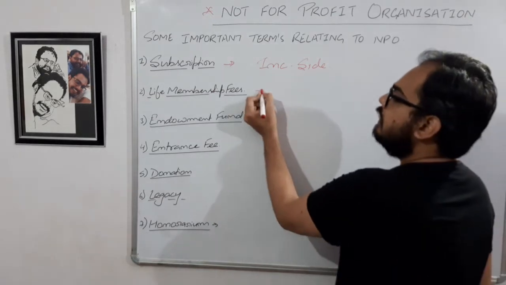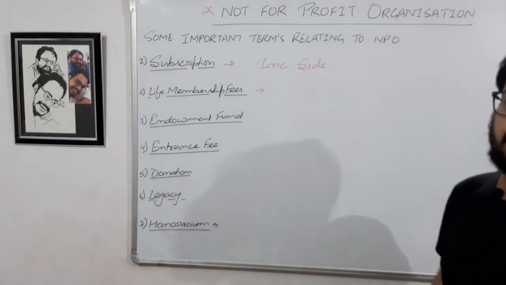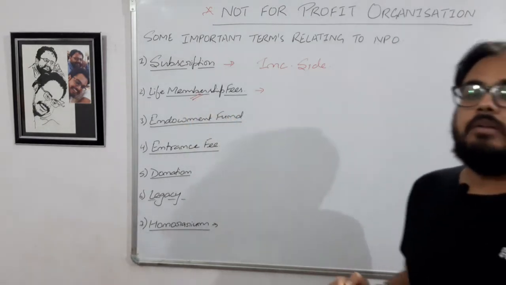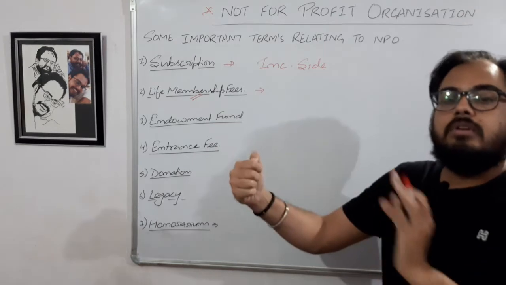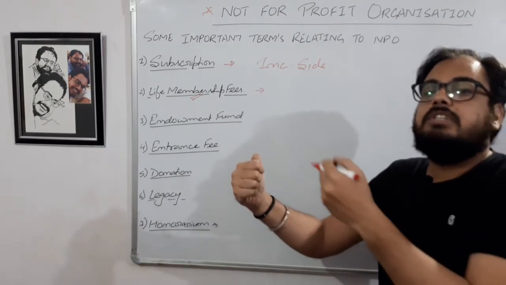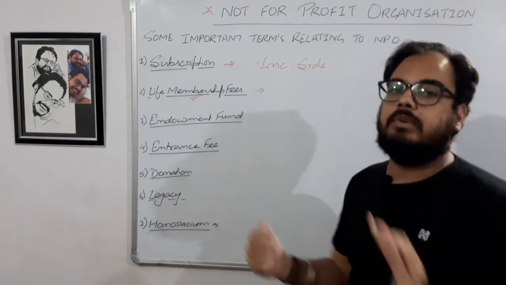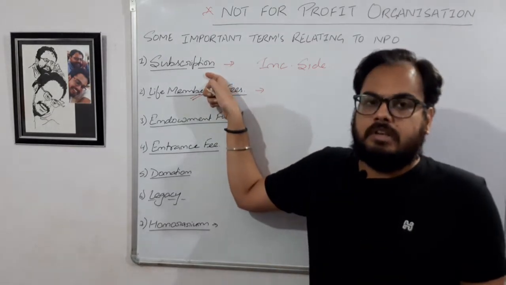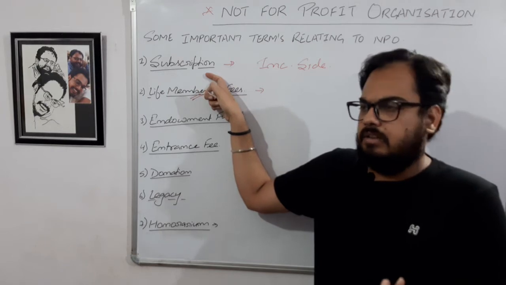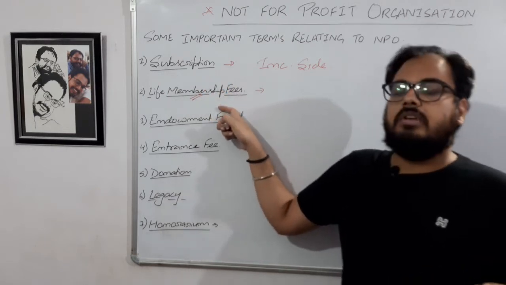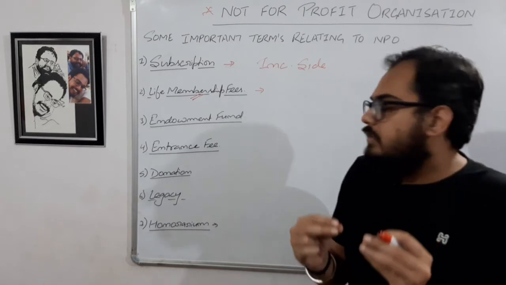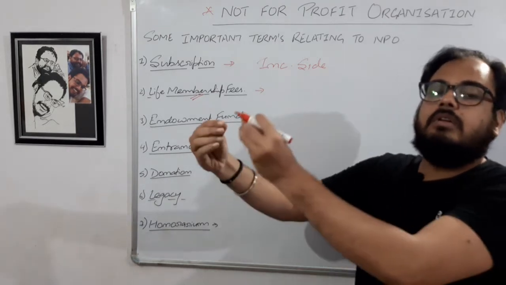Second item is what? Life membership fee. As the name implies, life membership fee is the fee which is being paid again by the member to the club for continuing his membership with the club ever and forever. Subscription is paid on a recurring basis, yearly, monthly, half yearly, quarterly. But this is not the case with the life membership fee. Life membership fee is being paid once by the member to the club forever.